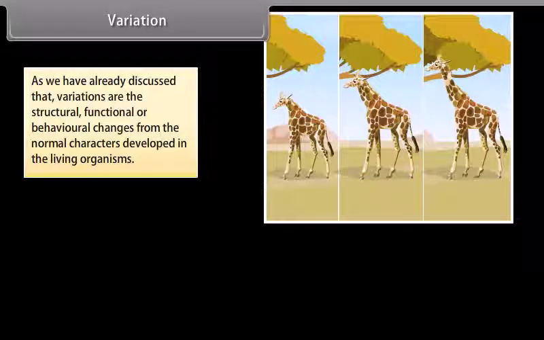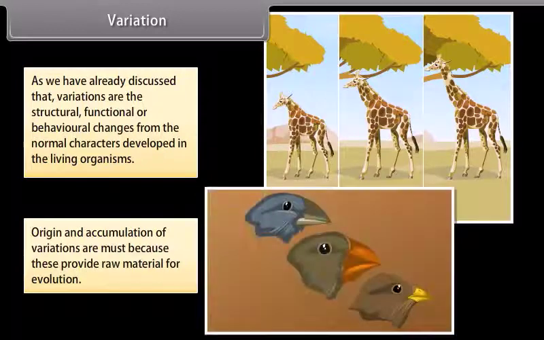Variation. As we have already discussed, variations are the structural, functional, or behavioral changes from the normal characters developed in the living organisms. Origin and accumulation of variations are a must because these provide raw material for evolution.